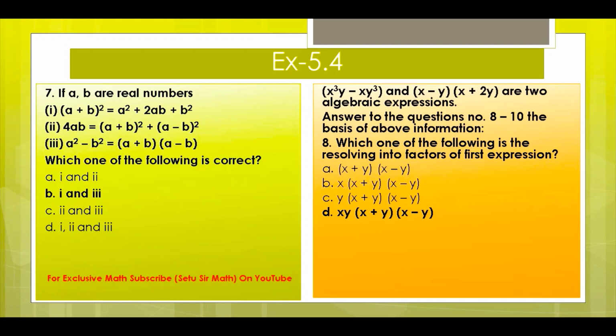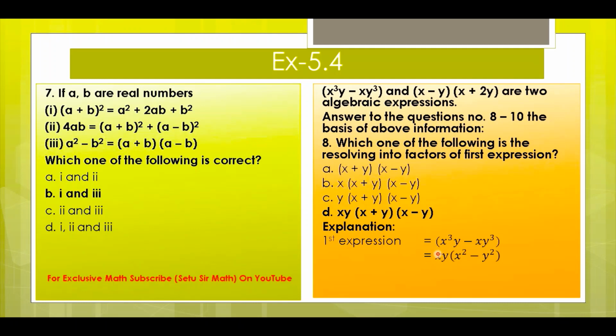As you can see, option D, xy(x plus y)(x minus y), is our desired answer, the bold one. So this is the explanation. In here, the first expression equals x cube y minus xy cube. You can see, my dear, we can take common factors in here. You can see x cube y and xy cube. x here and here also, y here and here also, but x appears once at a time, and y once at a time. So you have to take only x and y once. As you can see, x and y.